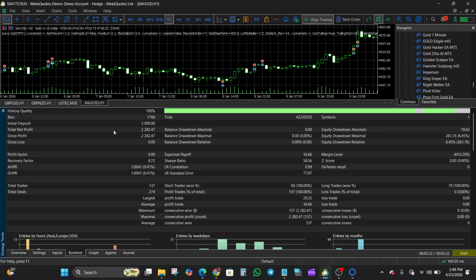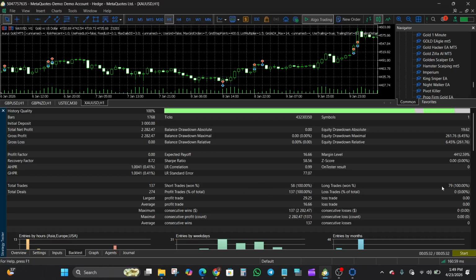Yeah. So now we can see that the initial deposit is 3,000 US dollars and net profit is a whopping 2,282 US dollars. That's giving us over 70% gains. Okay, and we can see that the total trades taken were 137, and short trades we have 58, 100% profitability. What that means is all the short trades were profitable, they were all won.